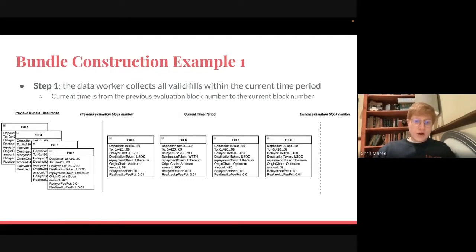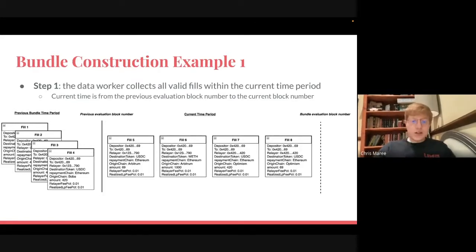So the data worker looks in this interval and they look for all the valid fills within that period of time, okay? And a valid fill means that each of the deposit properties that was added by the depositor on the origin chain matches the fill properties that the relayer put on the destination chain. And importantly, that the realized LP fee percent was calculated correctly, because that's calculated by the relayer. The depositor does not specify that. So the relayer basically needed to have done their job correctly, right?